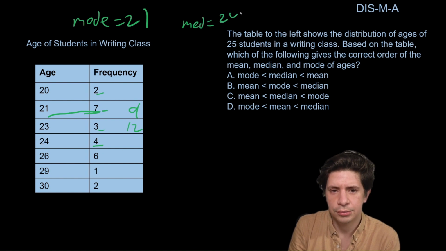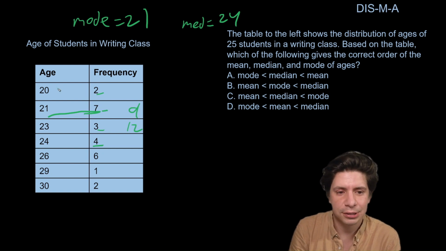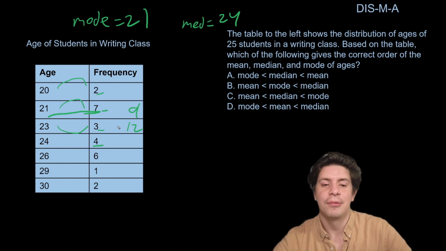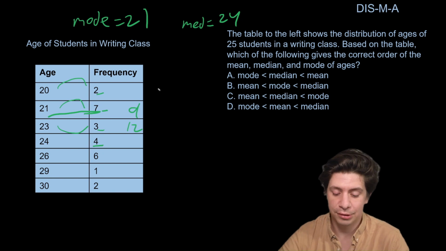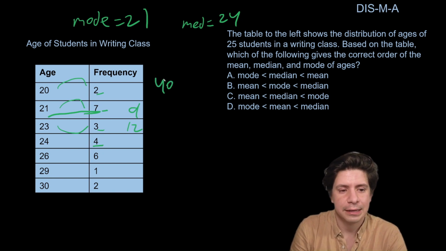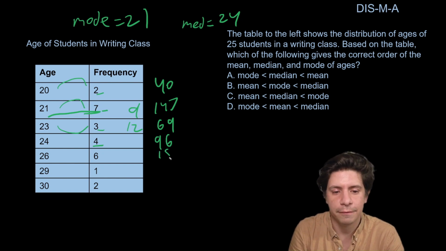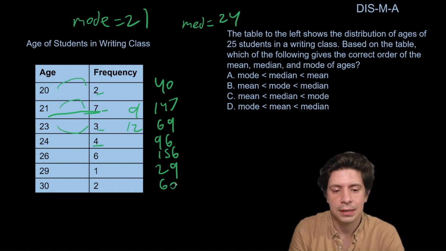equals 24. And then how do you find the mean? With a frequency table, you multiply each number by the number. Some people might want you to make the table in Desmos and have it work it out, but honestly that takes more time than just doing the math, and you can use Desmos to do the math. So 20 times 2 is going to be 40. 7 times 21 is going to be 147. 3 times 23 is 69. 4 times 24 is 96. 6 times 26 is going to be 156. 1 times 29 is 29. 2 times 30 is 60. Then we start adding.